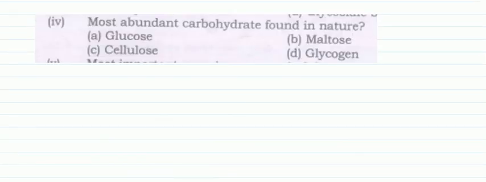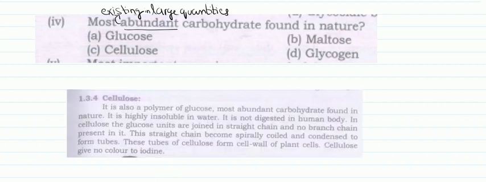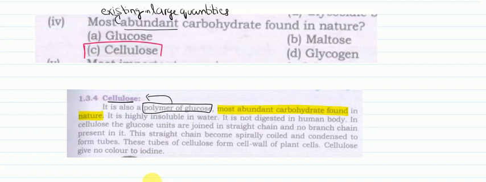MCQ number 4: the most abundant carbohydrate found in nature. Abundant means in large quantities. The carbohydrate which exists in large quantities in nature is cellulose. Cellulose is a carbohydrate, a polymer of glucose. Many glucose molecules combine to form a long chain, a polymer known as cellulose, and cellulose is the most abundant carbohydrate found in nature. So among glucose, maltose, cellulose and glycogen, the correct answer is option C, cellulose.